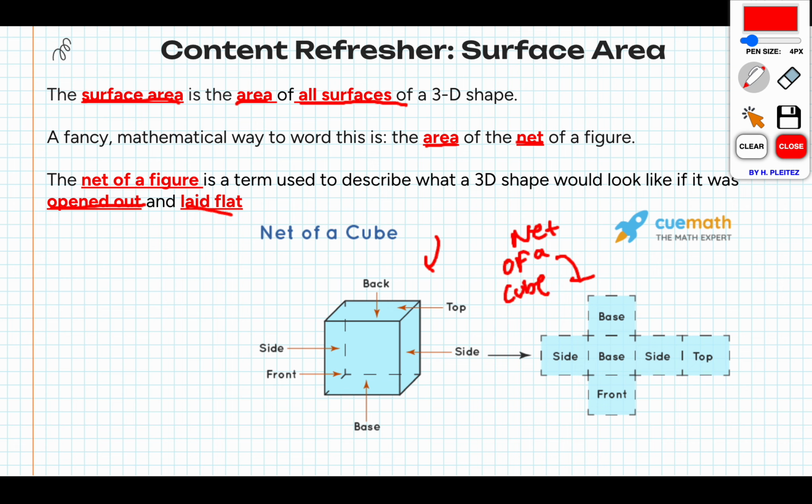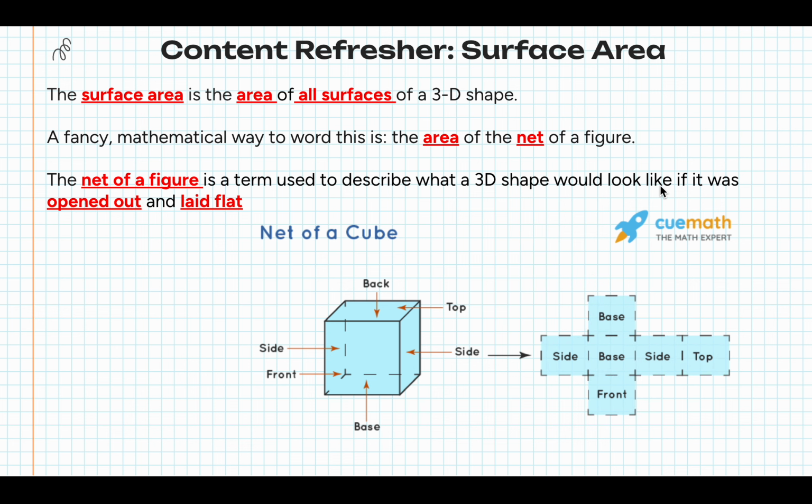What the net will help you do is see what surfaces make up the shape. For example, we can see we have 1, 2, 3, 4, 5, 6 squares. So the net is going to help you figure out the surface area, because for surface area, you need the area of every single face of the shape. When you have the net of a figure, it helps you see what actually makes up your shape, and then you can find the area.